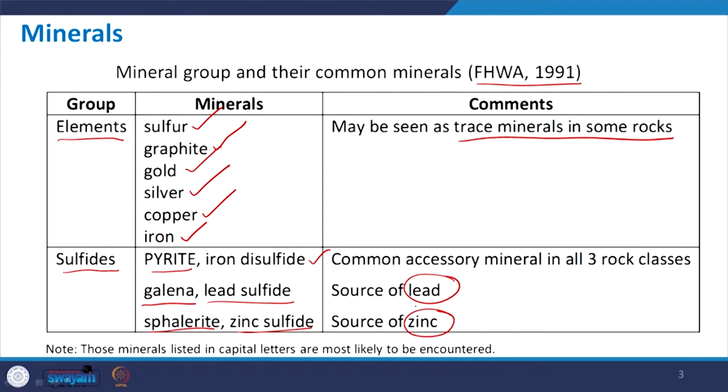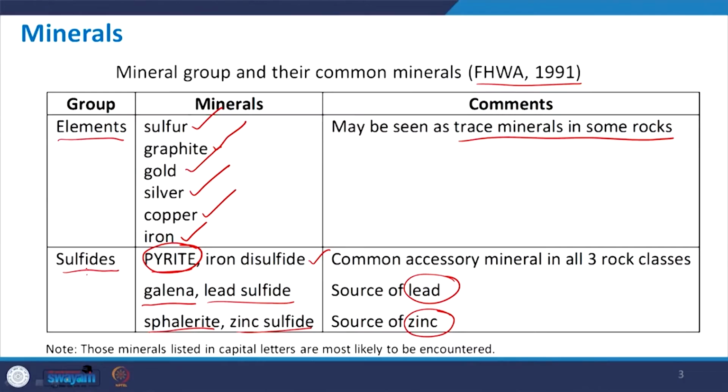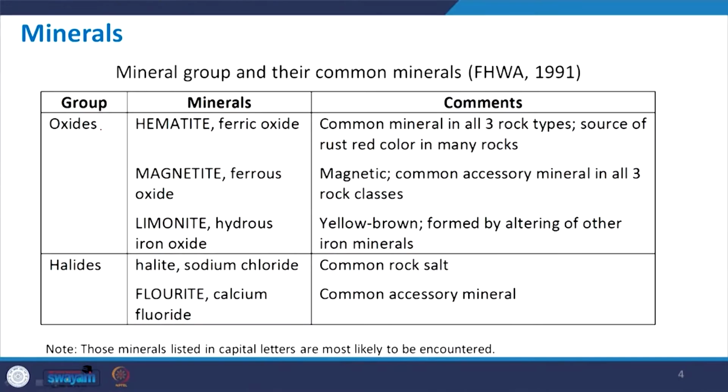Kindly note that in this table, which runs through many slides, some of the words have been written in capital letters, like pyrite here. This signifies that pyrite is the most likely mineral to be encountered in the group called sulfides. That is how the most commonly occurring mineral is identified in this table, by writing it in capital letters. Coming to the next group, which is oxides.